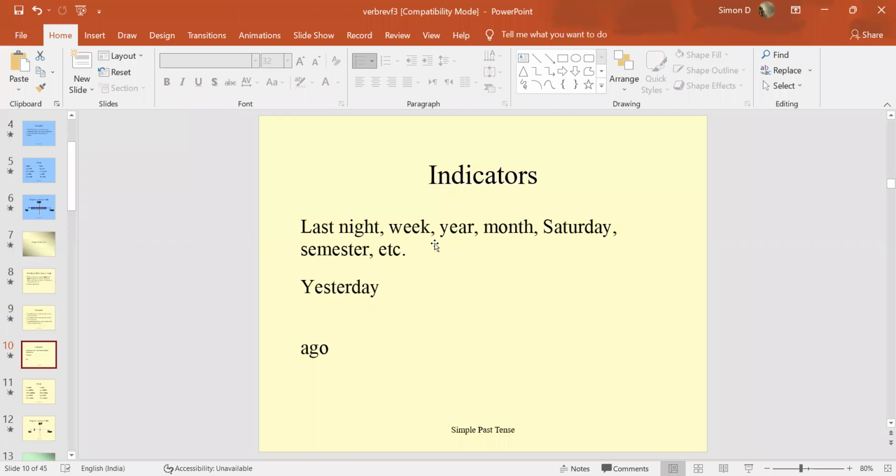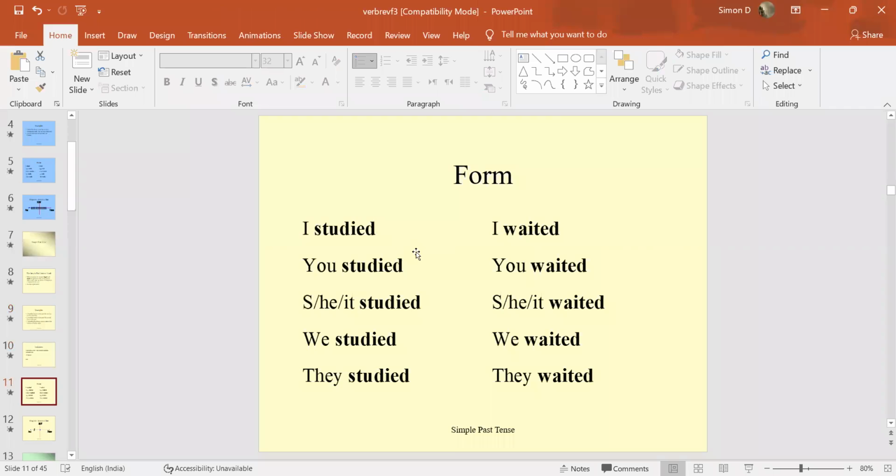So these are the indicators that can be used: last night, last week, last year, last month, last Saturday, last semester, yesterday, ago. All these indicators can be used. The forms would be something like this: I studied, I waited, I walked. All these are simple past.